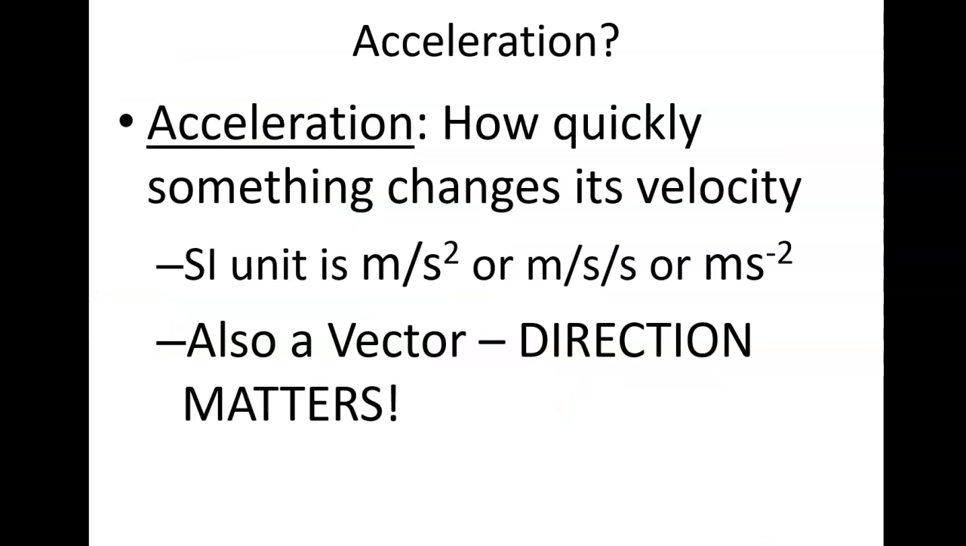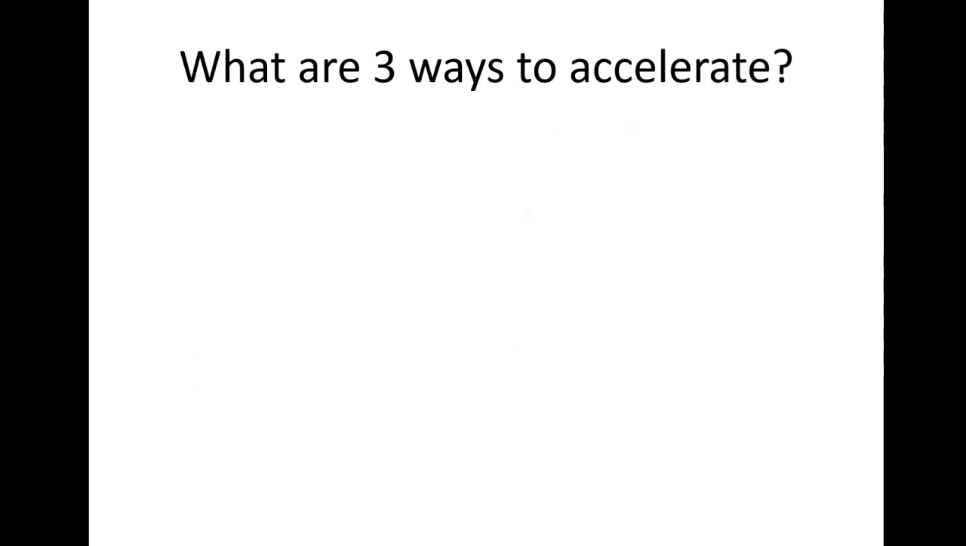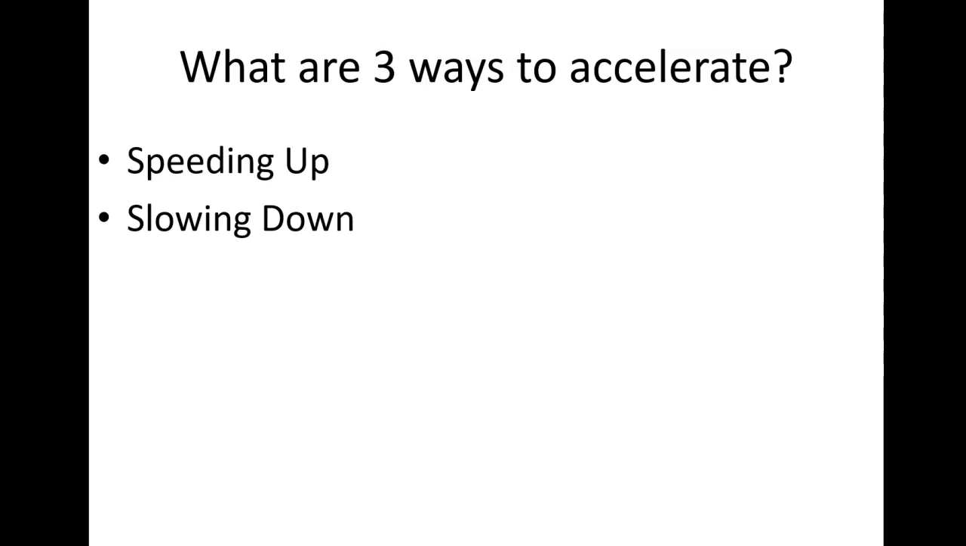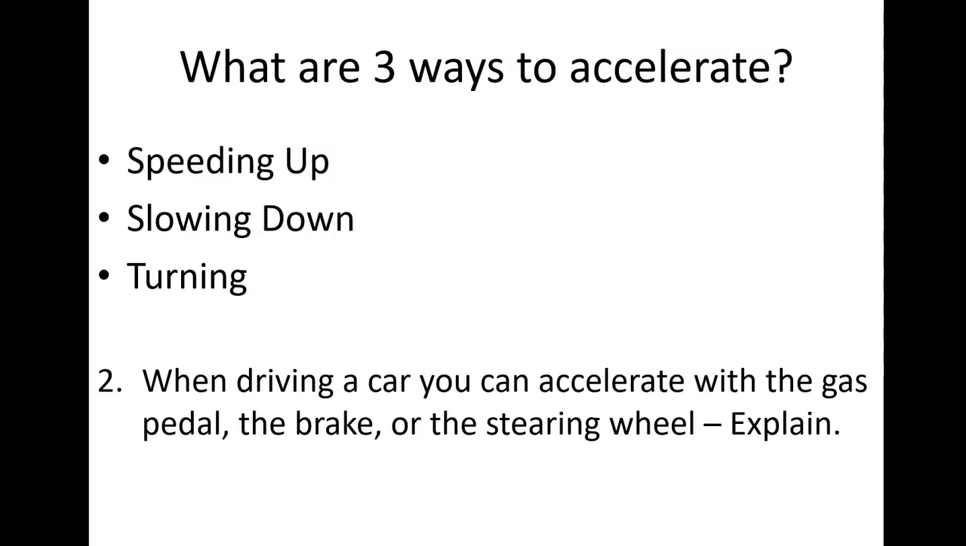What is acceleration? Acceleration is how quickly something changes its velocity. Again, these units are something you're going to worry about next unit when we talk about the math. It is also a vector because direction matters for acceleration as well. There are three ways that an object can accelerate. One is by speeding up, by slowing down, or by changing direction, such as turning. So when you think of a car, it can do all three. You can make the car go faster by speeding up and pressing on the gas pedal. You can slow the car down by braking, and then steering the wheel will be turning. So those are the three ways that a car can accelerate.